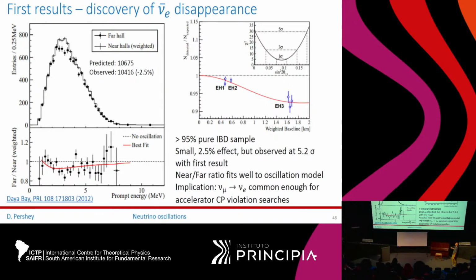Yeah, so aspects of this signal that they have here, they were able to get incredibly pure inverse beta decay samples, so over 95% was signal, just a small little contribution from background. And the effect was overall small. It was just integrated over the full spectrum, just a 2.5% disappearance effect. But they were able to observe this at 5.2 sigma, given their small backgrounds and good energy resolution with the scintillator looking at this L over E pattern. And yes, they do a near over far fit.